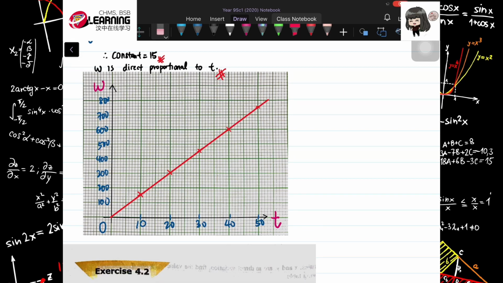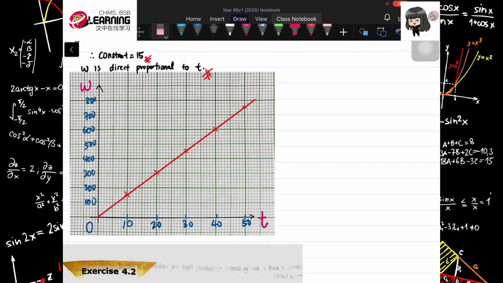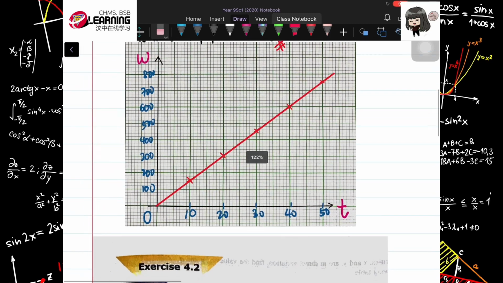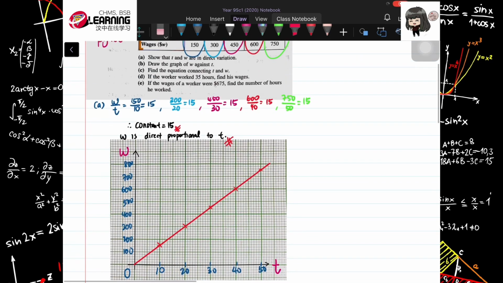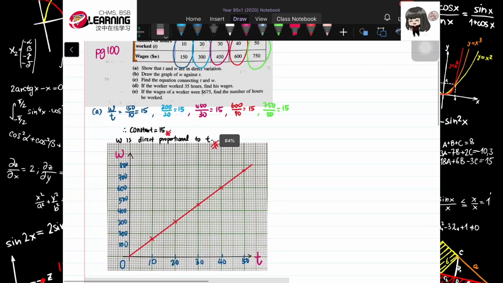Like the example that I gave you just now, the one pack of Milo equals 80 cents, right? So if you don't buy any Milo, the price will definitely be zero because you're not paying for anything. It won't make any sense if you don't buy any Milo and you have to pay an amount of money, $1, let's say. No, it's impossible, right? So direct variation always starts from zero. Okay, so we have done part B, the graph of W against T.